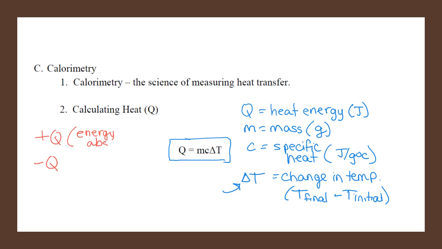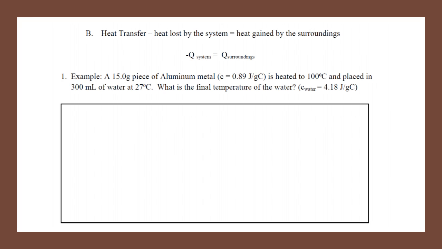So we'll go ahead and write that down. Energy absorbed for positive Q, energy lost for negative Q. That's going to be important for some of our calorimetry questions. Calorimetry is just measuring heat transfer between objects as one thing cools down and the other one heats up. So sometimes you guys will be using Q equals mc delta T just to calculate how much heat is absorbed or released by one particular substance.